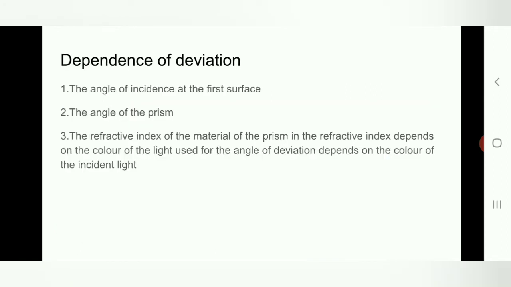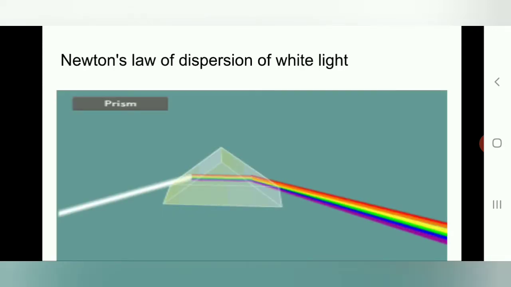Now you can see the dependency of the deviation. On which factors does the deviation depend? The angle of incidence at the first surface, the angle of the prism, and the refractive index of the material of the prism. Then we have Newton's law of dispersion of white light.